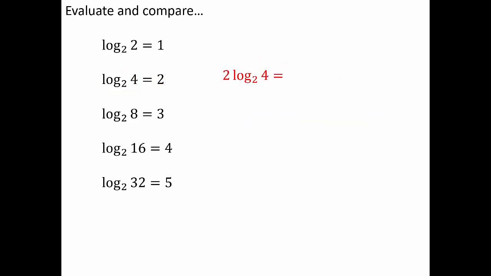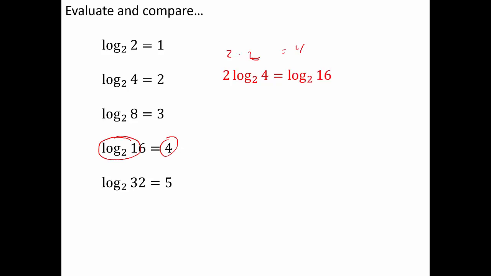Let's look at one more example before we summarize these rules. 2 log base 2 of 4. Well, log base 2 of 4 is itself 2. Let's write that better, 2, times the 2 on the outside. 2 times 2 is, of course, 4. Now 4 was really log base 2 of 16.